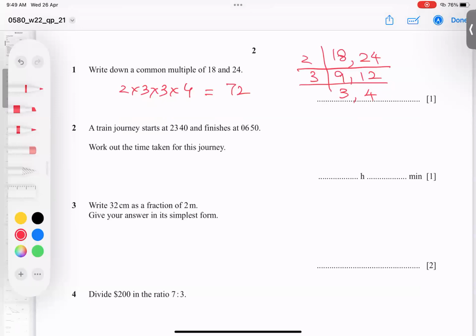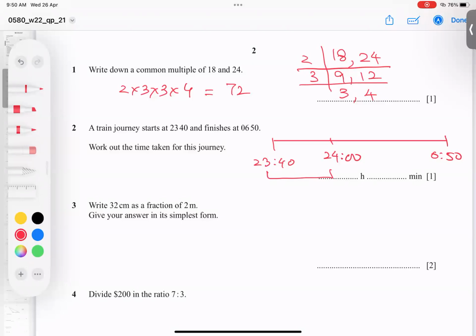The next question: a train journey starts at this time and finishes at this time. The best technique for this kind of question is a timeline, starting at 23:40 and ending at 6:50. In the middle, there's a time coming, 24. 24 means when night changes. So what is the technique to do it? How much gap is there between these? Naturally, you can find it easily: 24 and 23:40.